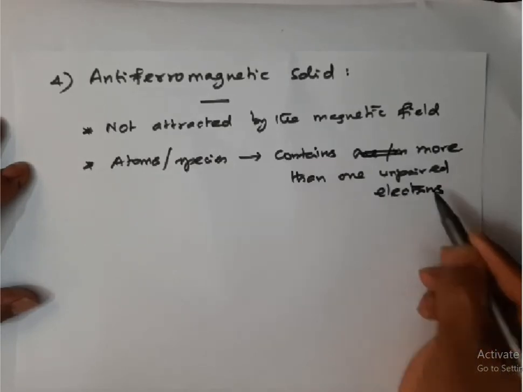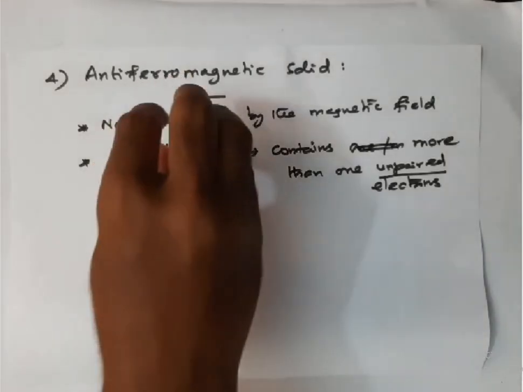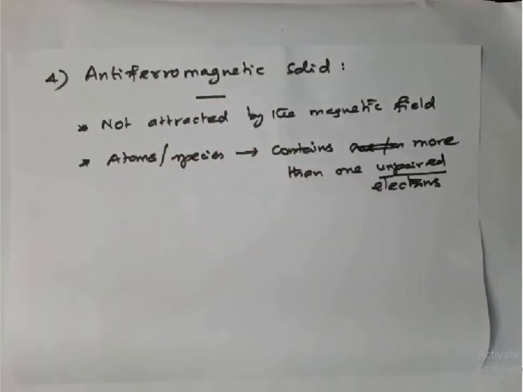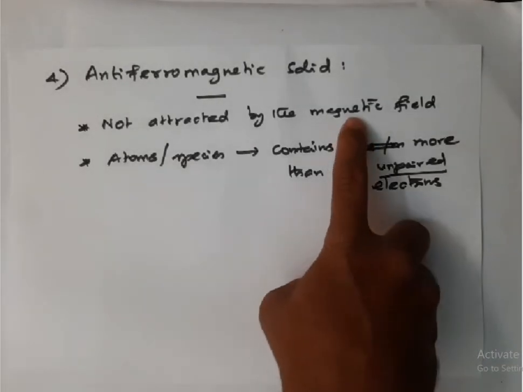Students, keep this in mind. Whenever unpaired electron is present, usually materials will be attracted by the magnet. Students, I repeat, whenever material contains unpaired electron, the material gets attracted by the magnet in general. But anti-ferromagnetic solids are some special solids. They contain unpaired electrons, but they are not attracted by the magnet.